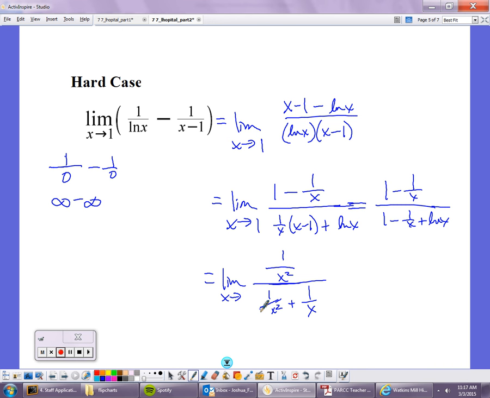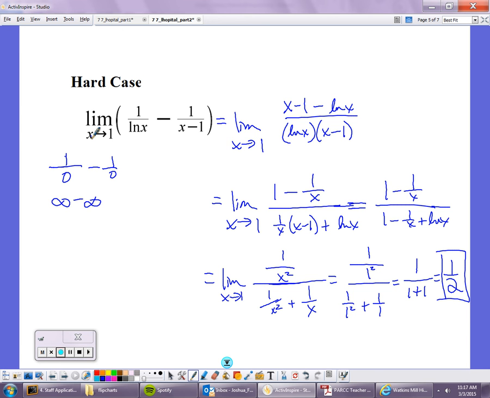Okay, you're looking at this and you're thinking, I'm no better off, right? We're taking the limit as we go to 1. But what happens, actually? Look, do some direct substitution. You get 1 over 1 squared over 1 over 1 squared plus 1 over 1, which gives you 1 over 1 plus 1, which gives you 1 half. Whoa, that's kind of cool, right? You wouldn't have expected when we started that the limit as x goes to 1 of 1 over ln x minus 1 over x minus 1 would end up being 1 half.